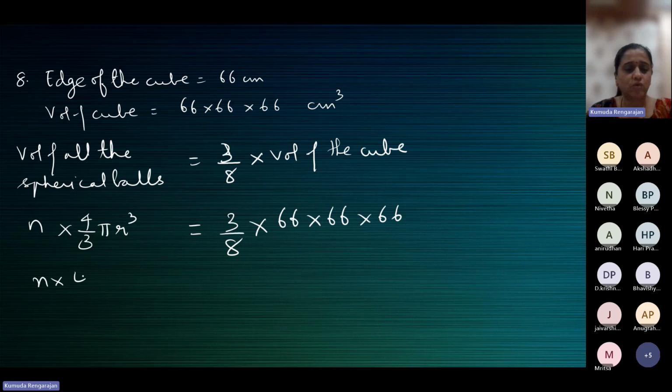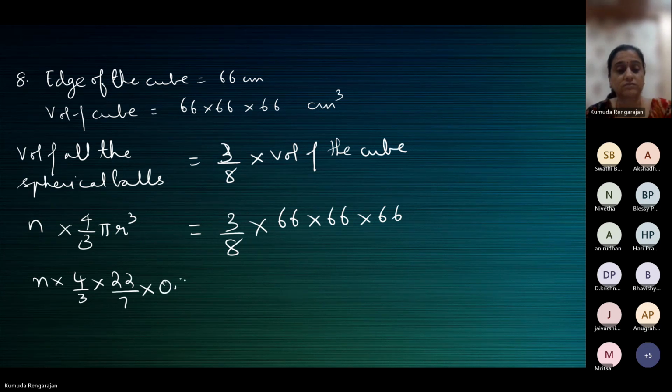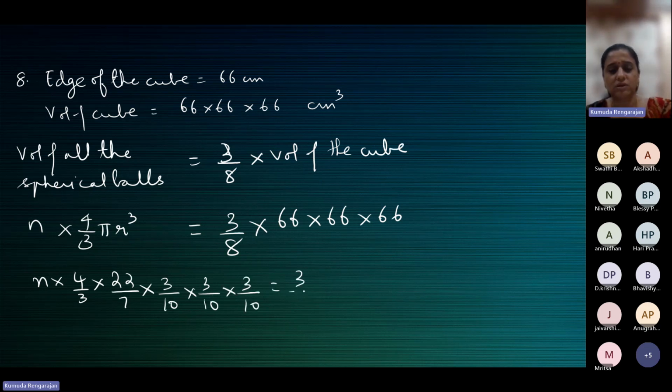So n into 4/3 into 22/7 into r cubed. Oh no, the radius is 0.3, right? 0.3, right, children? Diameter is 0.6, so 0.3 is the radius. So let me take it as 3 by 10. 0.3, which is 3 by 10, 3 by 10, 3 by 10, is equal to 3 by 8 of 66 cubed.